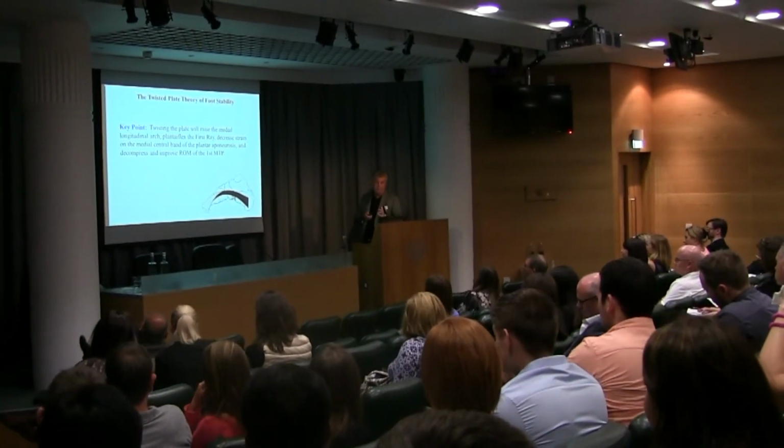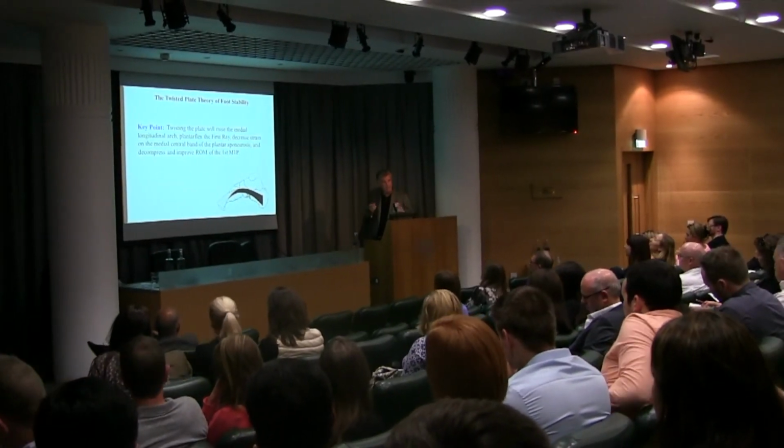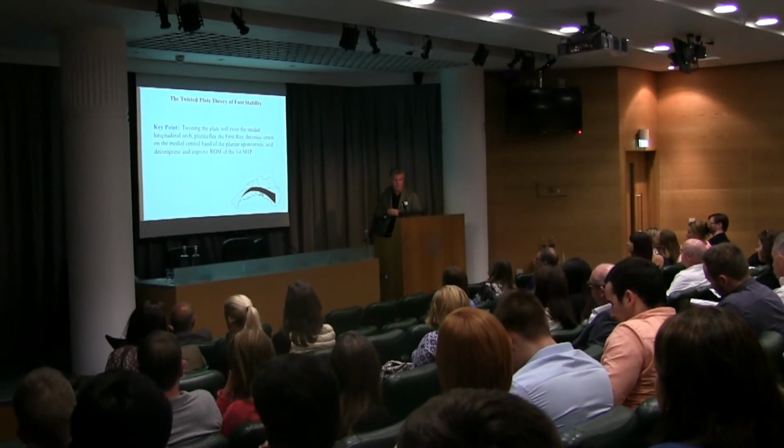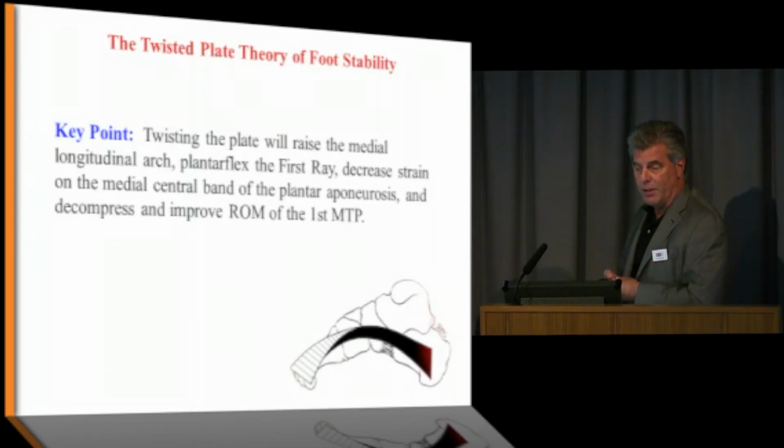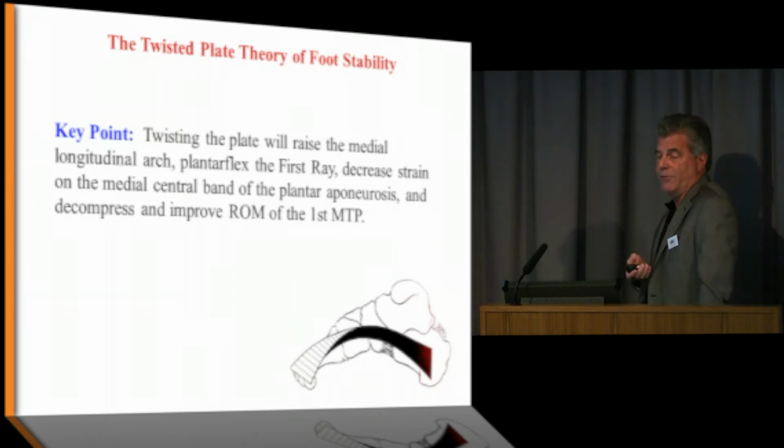And the twisted plate theory, to consolidate this whole lecture in one statement, is that if you twist the plate favorably, you will raise the arch of the foot, the medial longitudinal arch. You will plantar flex the first ray. You will decrease strain in the medial central band of the plantar aponeurosis, and you will decompress and improve range of motion of the first metatarsophalangeal joint.